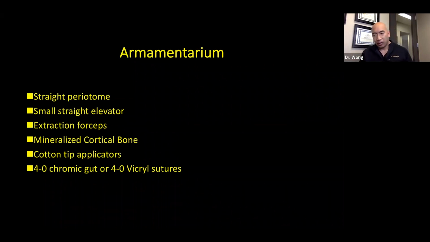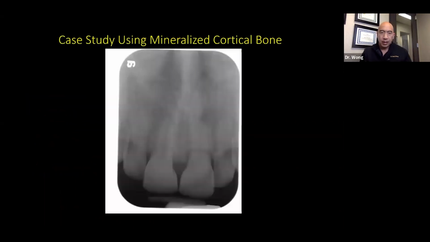Armamentarium wise, super easy. You're going to buy whatever you can to take out a tooth as atraumatically as possible. So for me, that means a straight and a curved periotome. I'll show you what that looks like. We're going to use a straight elevator, and you need your favorite extraction forceps for whatever tooth you're taking out. As far as the bone goes, super easy. You're not going to buy anything else but mineralized cortical bone, whatever brand you want, and I'll share with you what I use. Cotton tip applicators is what we're going to condense the bone with because it's cotton, so it'll absorb moisture while we're condensing. And then as far as sutures go, just use 4-0 chromic gut today. That's all you're going to need. Super simple.